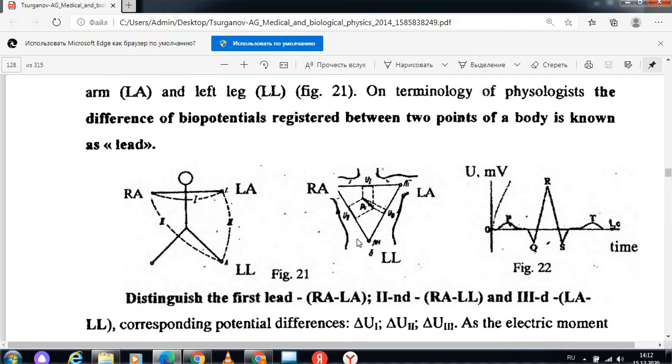We need to distinguish the first lead, right arm, left arm; the second lead, left leg, right arm; and the third lead, left arm, left leg. So they correspond to potential differences delta U1, delta U2 and delta U3.